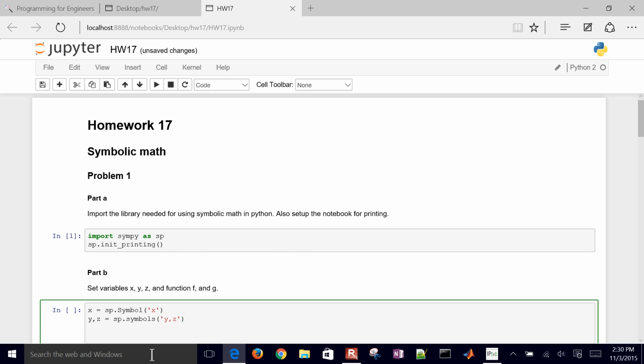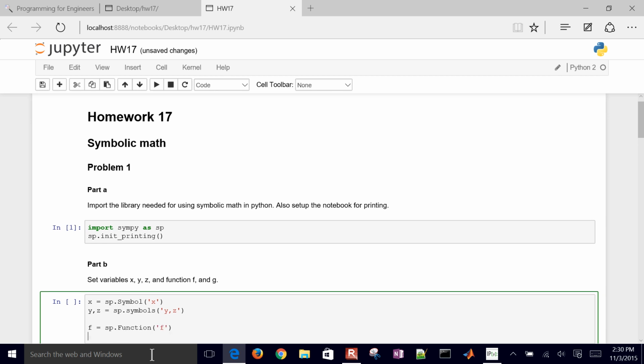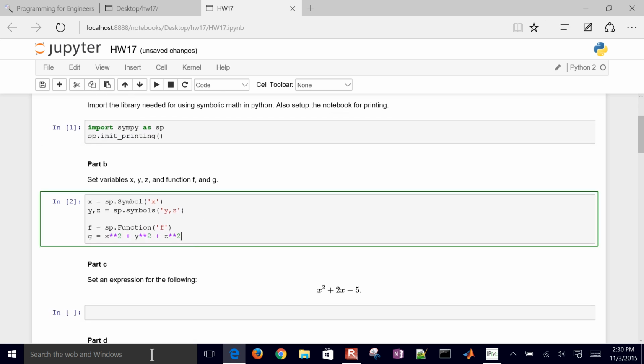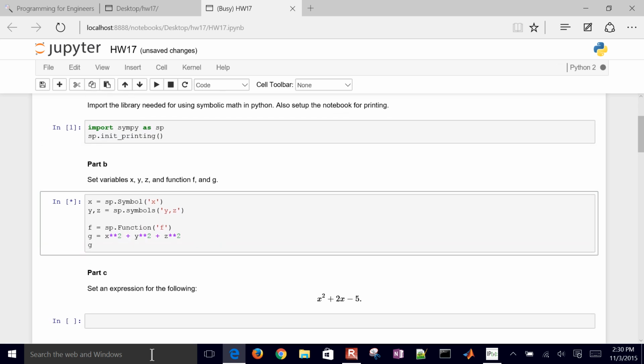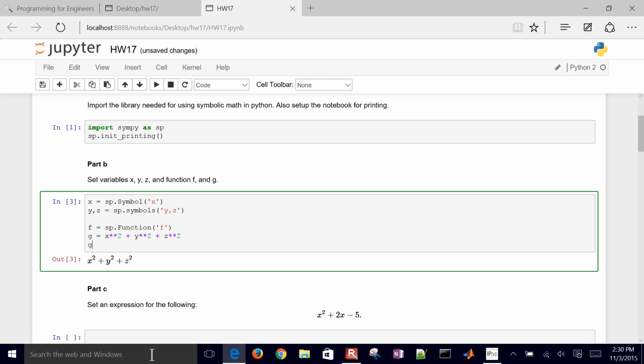We can also get just a generic function. Okay, and that's going to be the function. I'll call that f. Or we can just create a new function like g equals, let's do x squared plus y squared plus z squared. Okay, and then if I just print g, for example, I can see the expression for g. It converted it to LaTeX for me and exported it.